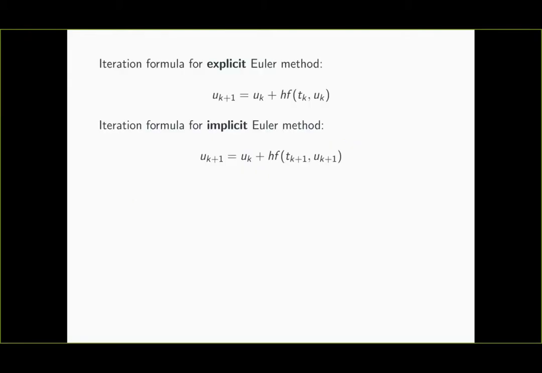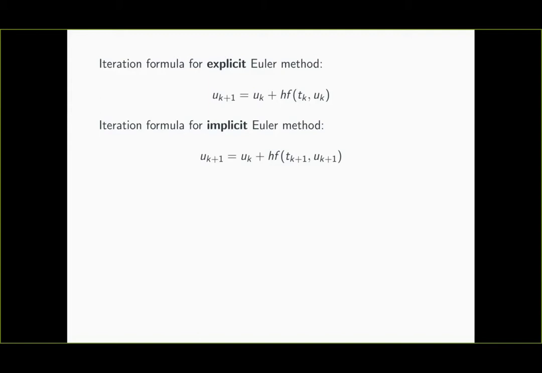Let us recall the iteration formula for the explicit Euler method. u_{k+1} equals u_k plus h times f of t_k, u_k. At every iteration, the value u_k has already been computed previously, or is given by the initial condition, and we compute the next time step using this iteration formula. In particular, we have an explicit formula for how to compute u_{k+1}.